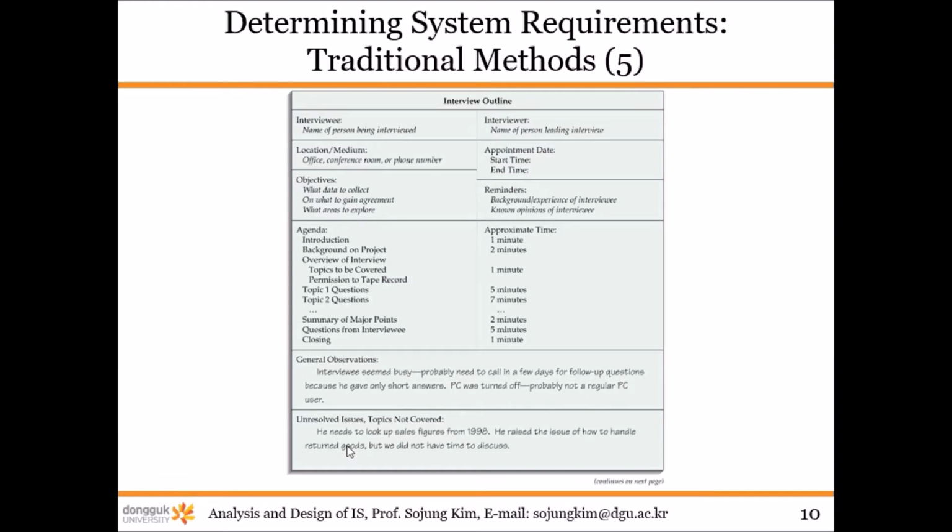Here is the interview outline form. You can utilize this form, and if you use this form in Korean, you can change the English to Korean, right? Anyway, the format is still the same. If you look at it, there is the interviewee's name, and here the interviewer, so your name will go here, and then location, medium, and the appointment date, and also objectives of the interview, and reminders as well, and agenda, which is a plan, right? And then approximate time for each question, and then general observations. You can make a note here, and then unsolved issues and topics not covered, so you can also make a note here.